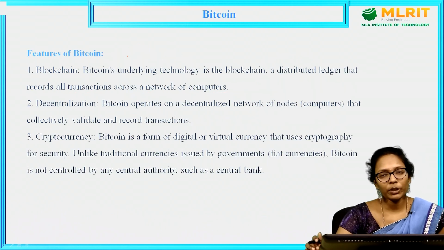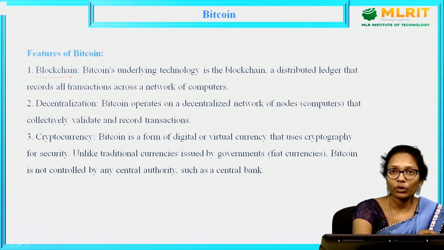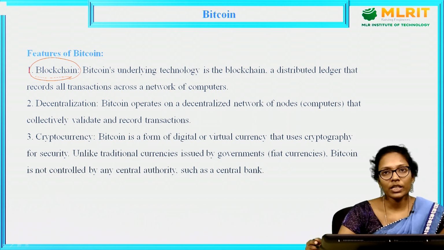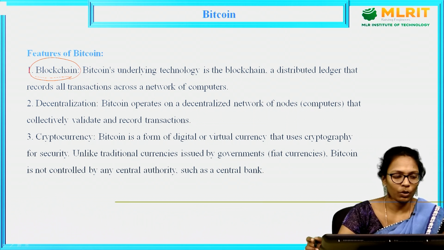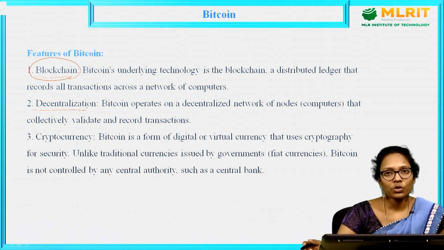We know Bitcoin is using blockchain technology, so obviously it will take some of the features from blockchain. The first one is blockchain. One of the features of Bitcoin is blockchain. The underlying technology for Bitcoin is blockchain. One of the applications of blockchain technology is Bitcoin. And next is decentralization. In Bitcoin also there is no central authority.